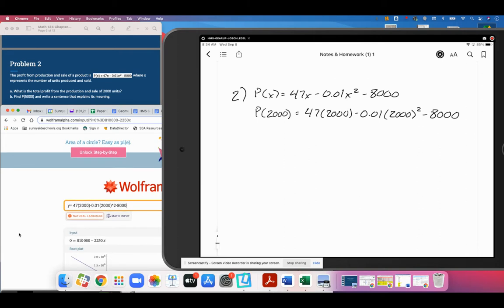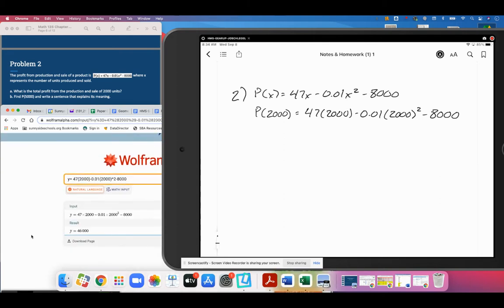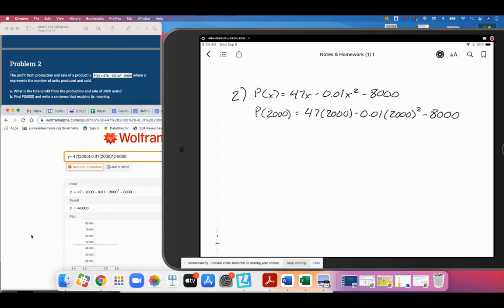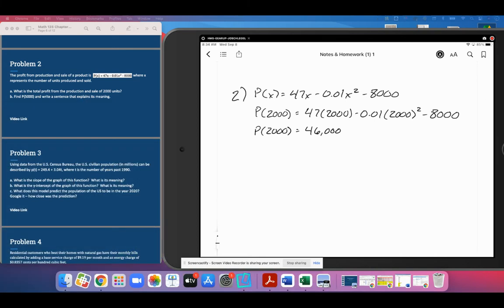And so giving that to Wolfram, everyone, what we get is y equals 46,000. And in our case, P of 2,000, same thing as saying y equals 46,000, meaning that the total profit for selling 2,000 units is $46,000. Okay, and so you can see that I've written that out there on my notes now.